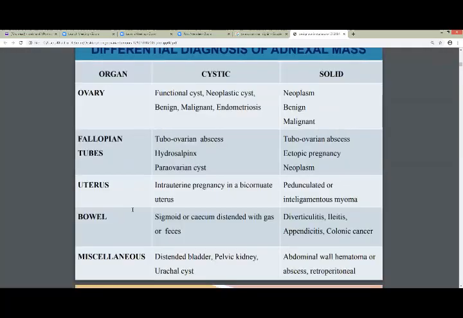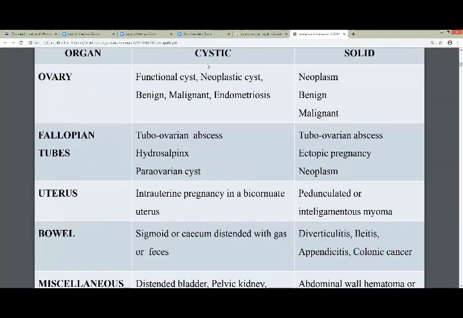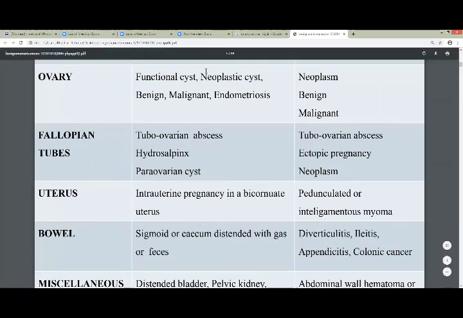So, for the ovary, there can be cysts, which are cystic in structure. They can be functional cysts, neoplastic cysts, benign and malignant ones, and endometriosis, which you have discussed already in detail in the previous lectures. And the solid counterparts can also be neoplasms. Neoplasms can be benign or the malignant variant as well. And in the fallopian tubes, there can be tubo-ovarian abscess. This we are going to discuss further in your lecture.